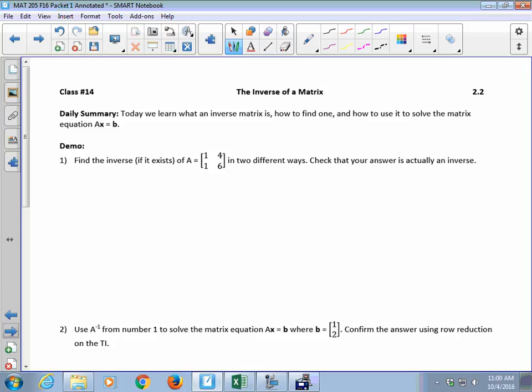All right, so I want to find the inverse of A, which is 1, 4, 1, 6. I'm going to show you two different ways, and we're going to check that the answer is actually an inverse.